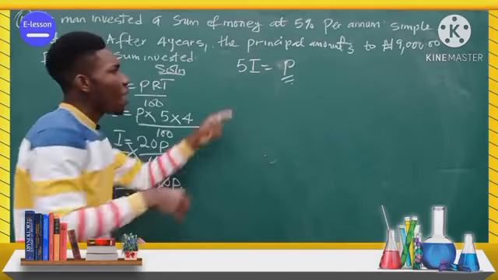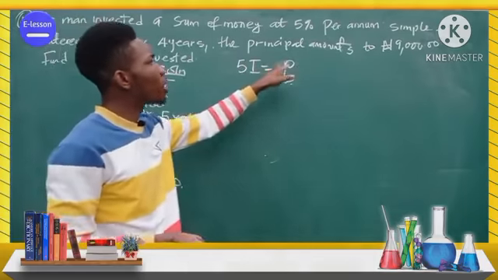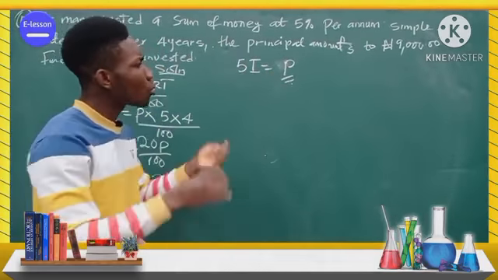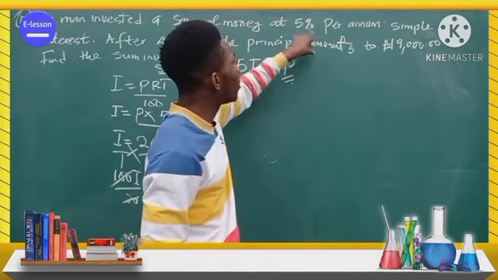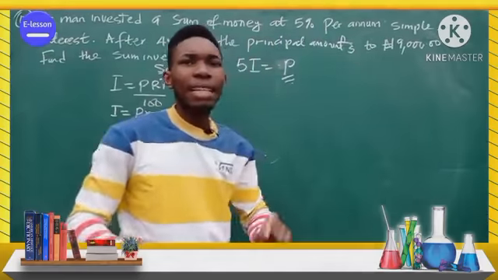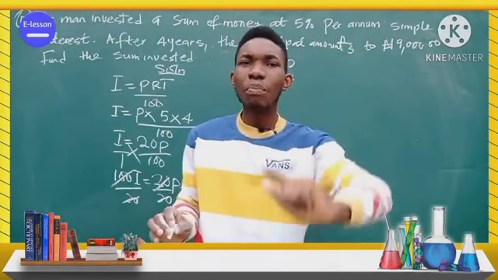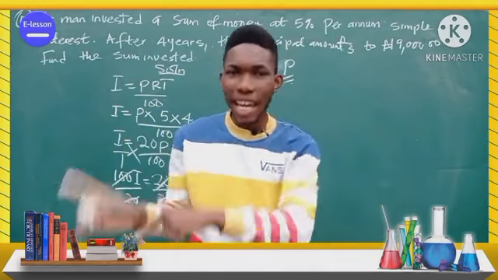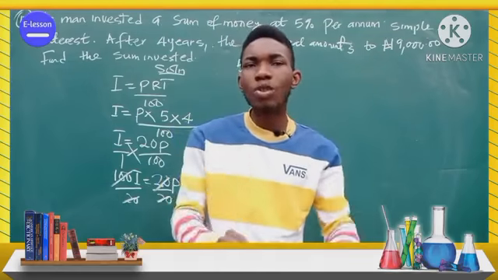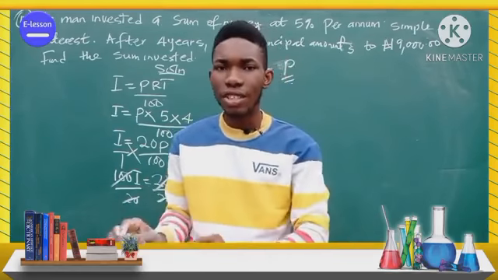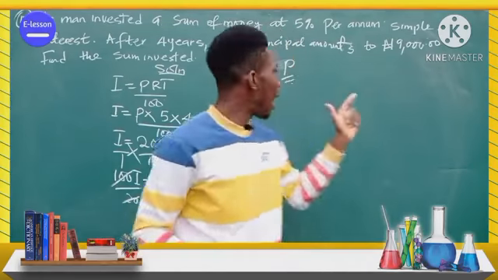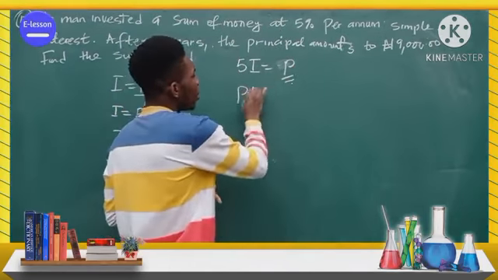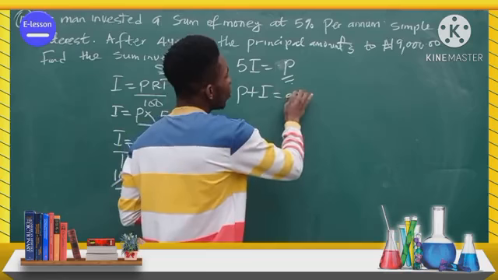So 5 times the interest is equal to the principal. Now we should also know that from the question, they said the amount of money amounts to 9,000. Now the amount is equal to the principal plus the what? Interest. The amount is equal to the principal plus interest. So we can say P plus I is equal to the amount.